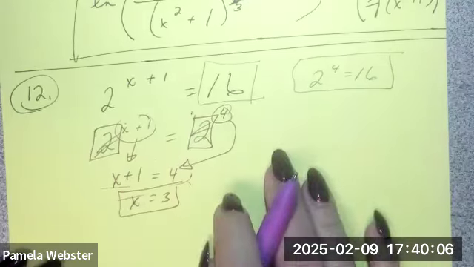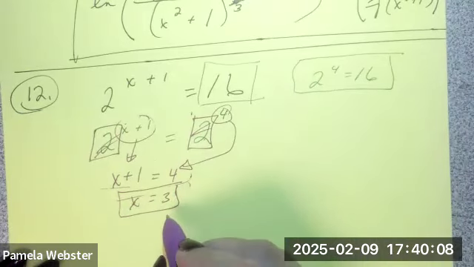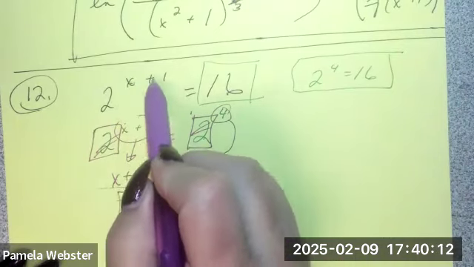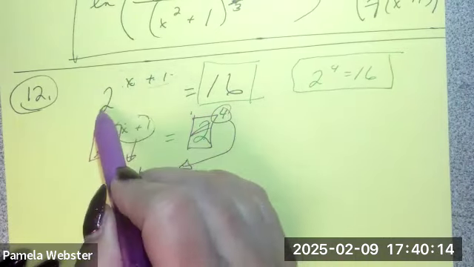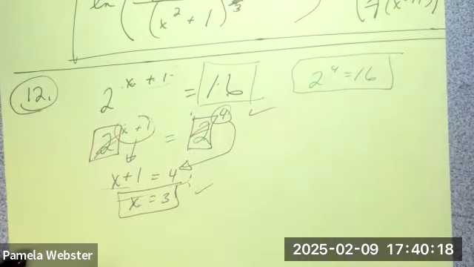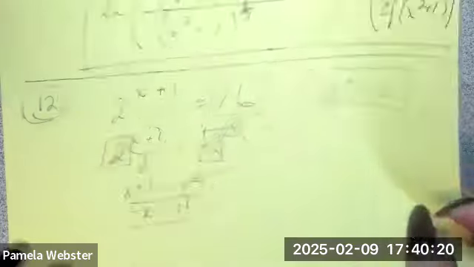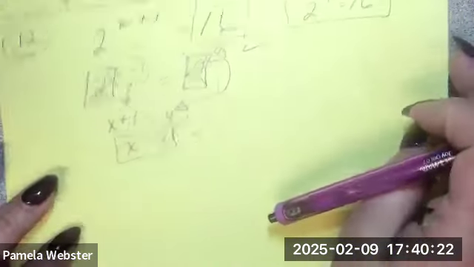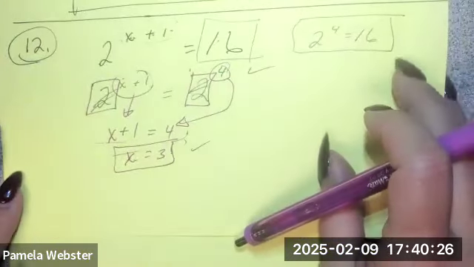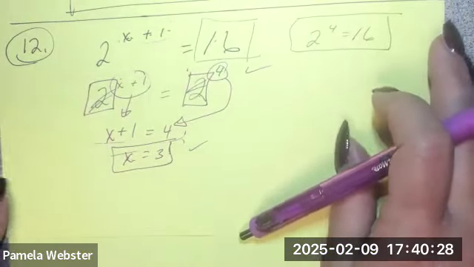Okay. So let's just check it real quickly. x equals 3. 3 plus 1, that's a 4. 2 to the fourth equals 16. Yep, that's right. Okay, no worries. So that's what we mean by don't use your calculator. I didn't have to use a calculator there. I'm just using properties of exponents that I know.